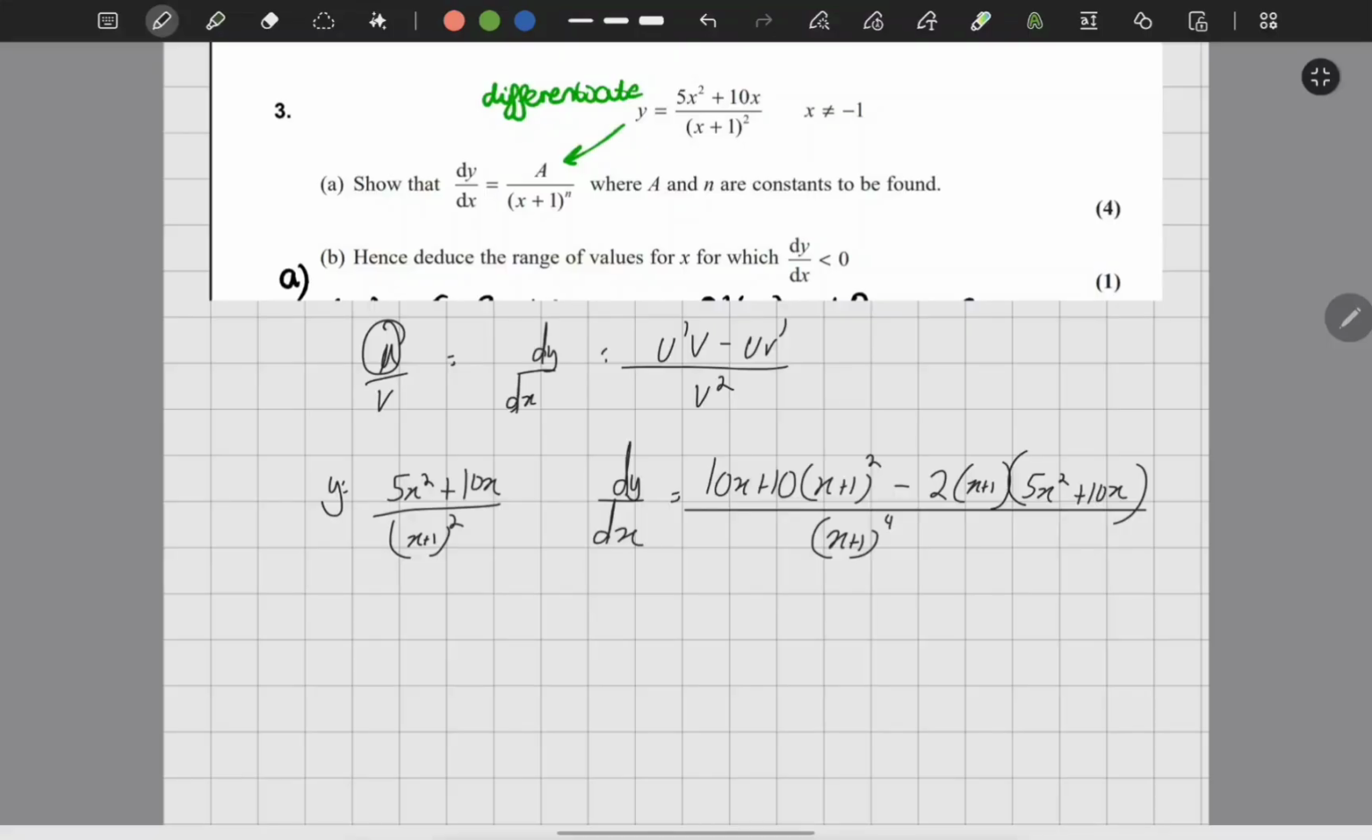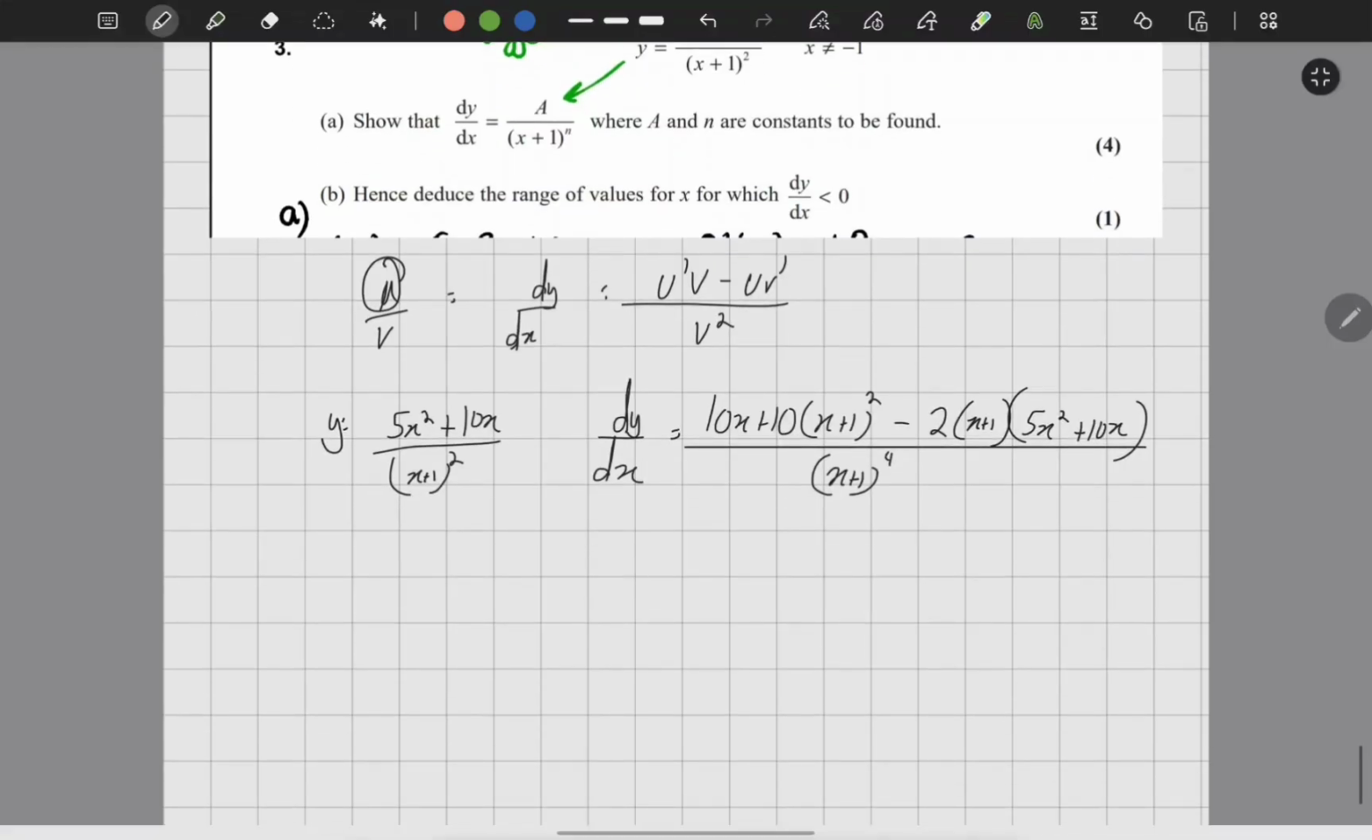Okay, now we have that, we can see if anything cancels out. So we have an x plus 1 in both of these, so we can cancel out the x plus 1s, and that will become a 3.